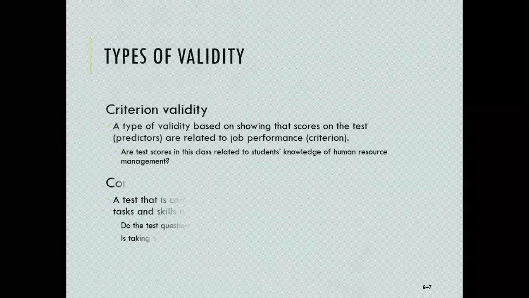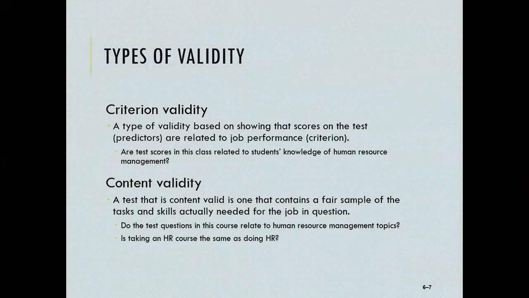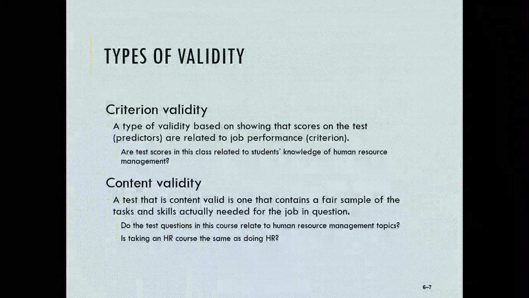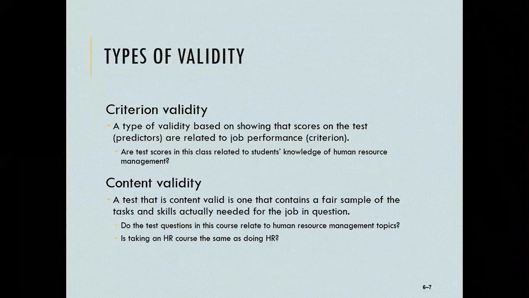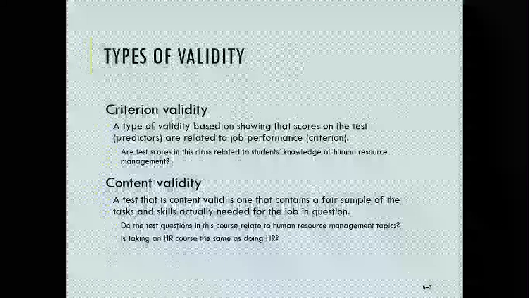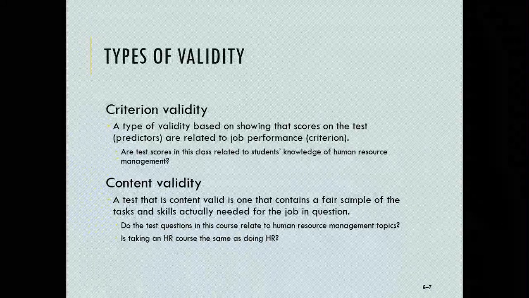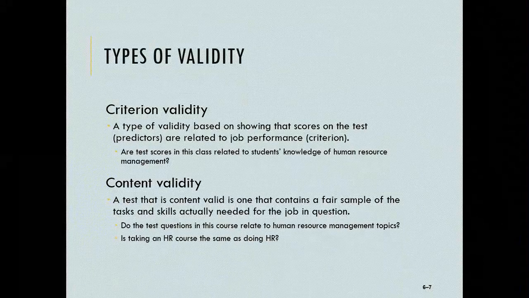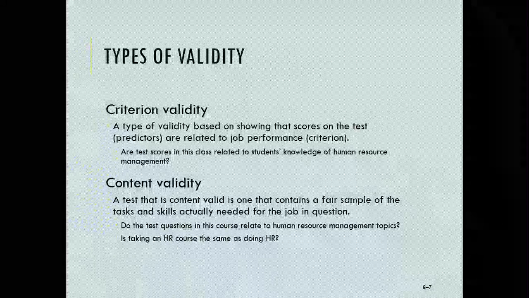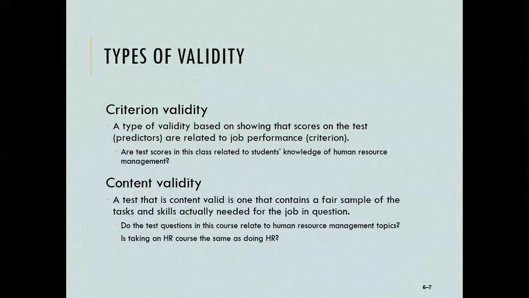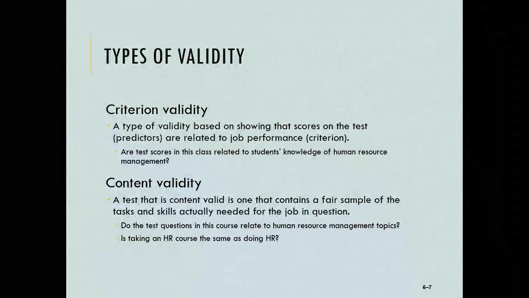Okay, now these are some types of validity. Number one is criterion validity and number second is content validity. The word criteria means criteria क्या हमारा. For example, मेरा job performance में what is my criteria? Either I feel कि 80% वाला good है या 75% वाला good है. So I need to have some criteria. So a type of validity based on showing that scores of the test are related to job performance.